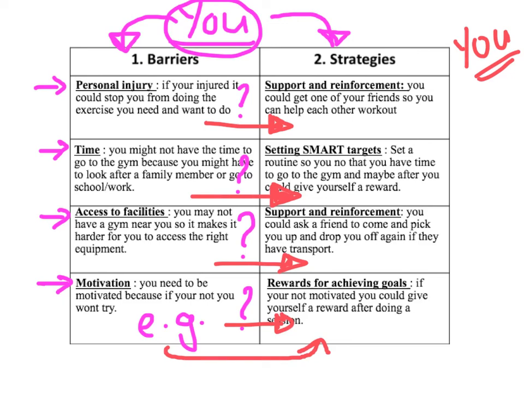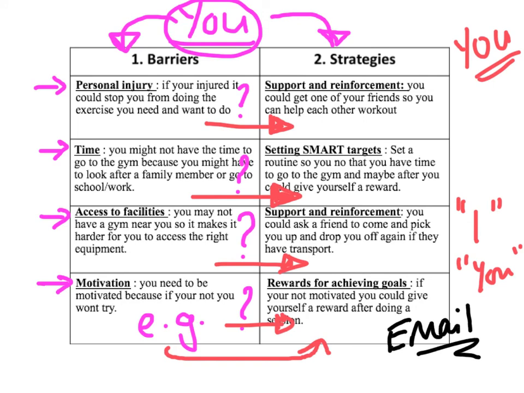You also need to change your language, so you're saying I instead of you, because you're talking about yourself. So not much to do really. Improve this work, review it, save it, and when you're done, email me a copy.